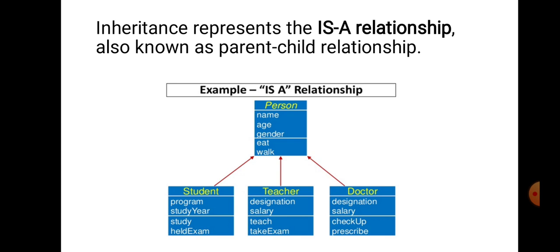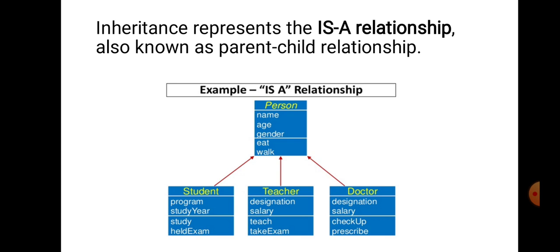Let us take another example of the is-a relationship, that is, inheritance represents an is-a relationship, which we call a parent-child relationship. Consider this example. Here is a class called person, and the person class has some features like name, age, gender, eat and walk. This person class is an existing class, and we call it a base class. In this base class there are these following members: name, age, gender, eat and walk. And I want to create a new class. The new class is named student class.